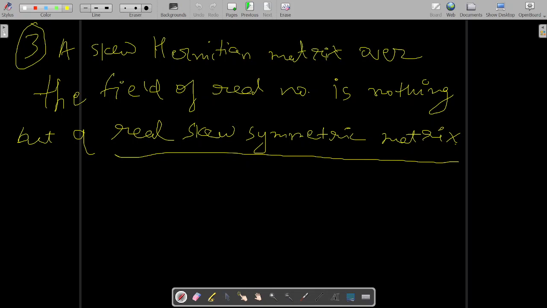So a skew Hermitian matrix over the field of real number simply means that all the imaginary parts become zero and only the real part remains. So a skew Hermitian matrix over the field of real number is nothing but a real skew symmetric matrix. This property also you will have to remember.